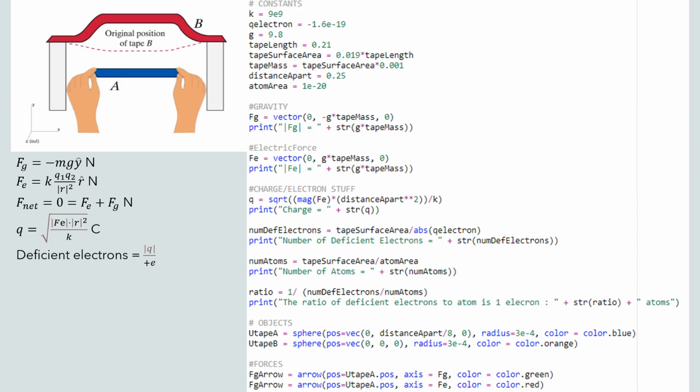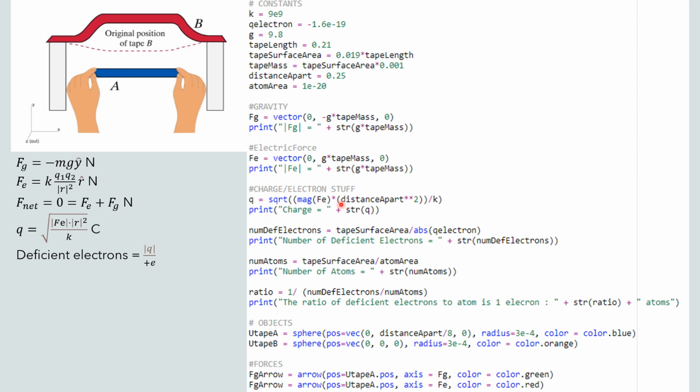So this is our code. We start by taking in all of the values that we will need to calculate these equations right here. Because we know that this equation holds true, we can find the gravity equation, since we don't know our charges, to find the electric force specifically, which means that we can calculate for our charge.